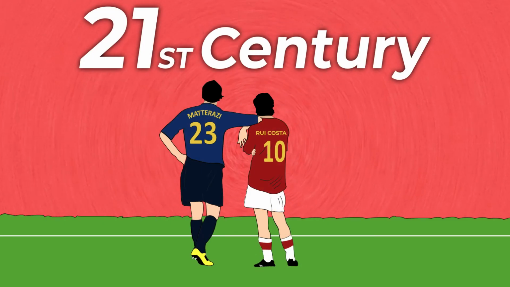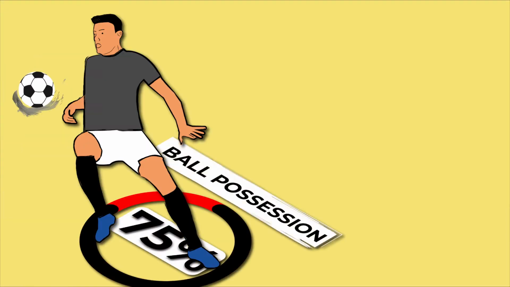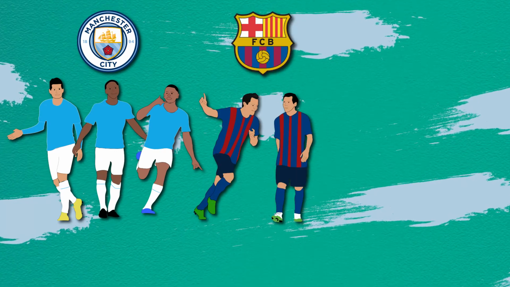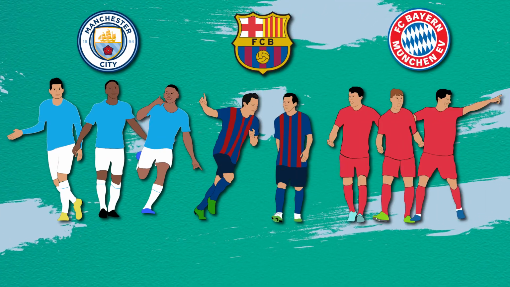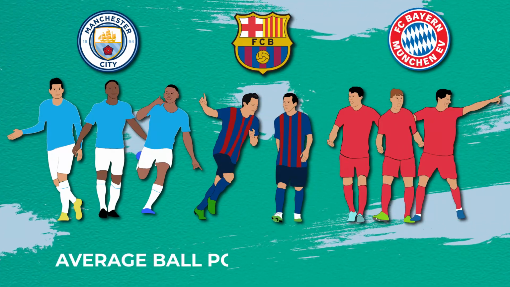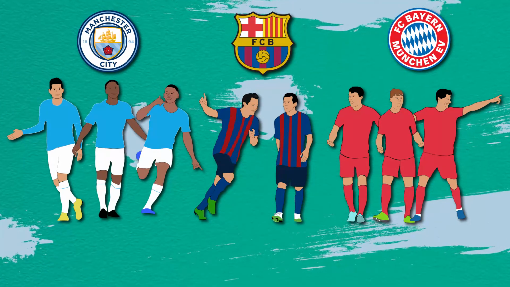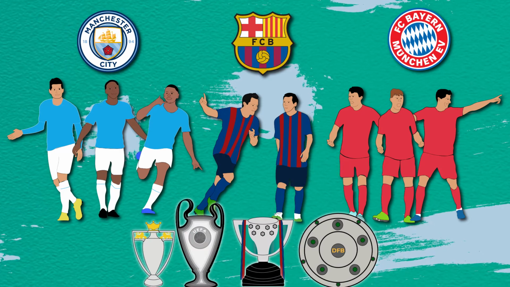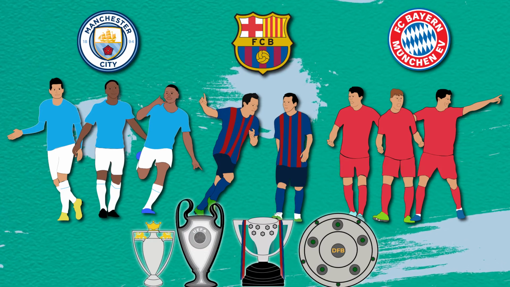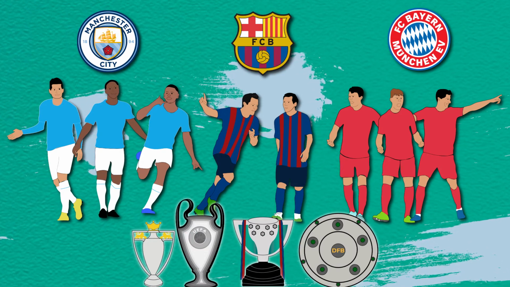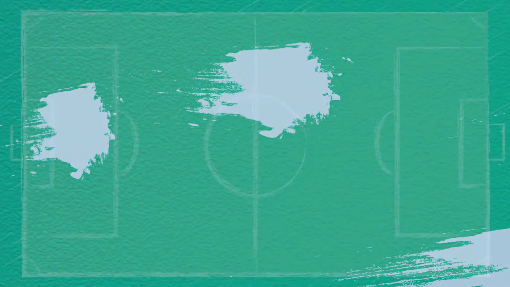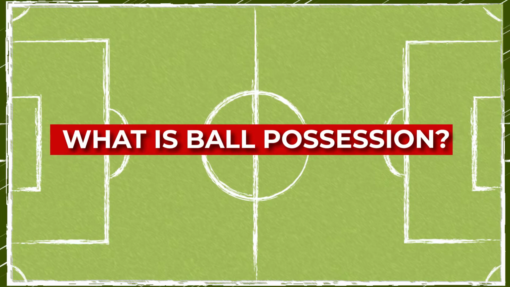In the 21st century, ball possession has been highly related to big teams in Europe. Teams like Man City, Barcelona, Bayern, etc. always had average ball possession above 50% per season, and with that, they win a lot of major trophies. Even though it's a basic statistic in world football, many of us still didn't know exactly what ball possession is. So, what is ball possession?